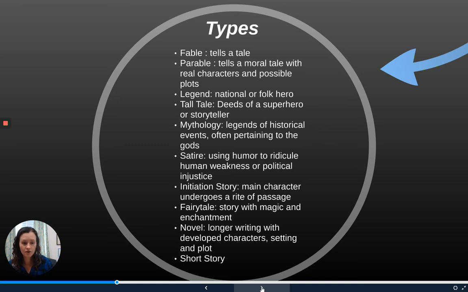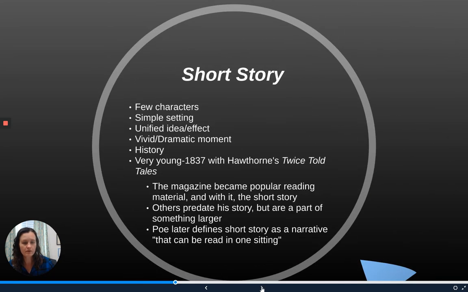Novels, right? Longer writing, very developed characters, setting, and plot, so we get to know the people and the places and what's happening to them. So novel you will do on your own and then write that paper. But the one we're going to focus on mostly for this class is short story. So just a little bit about short story. It typically only has a few characters. It has a very simple setting. Typically the setting doesn't change. It usually happens all in one place.